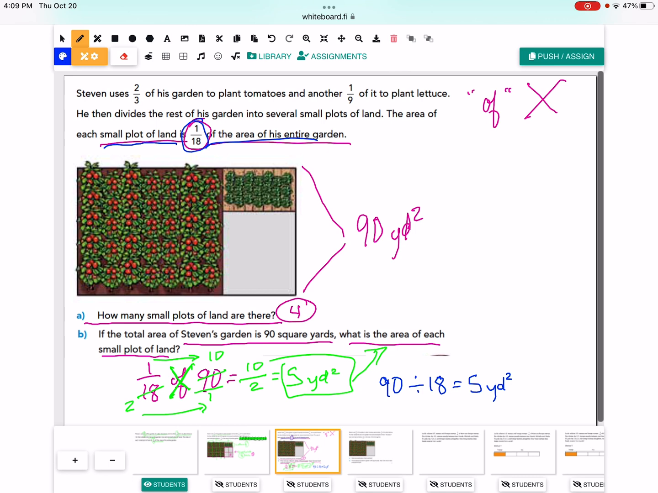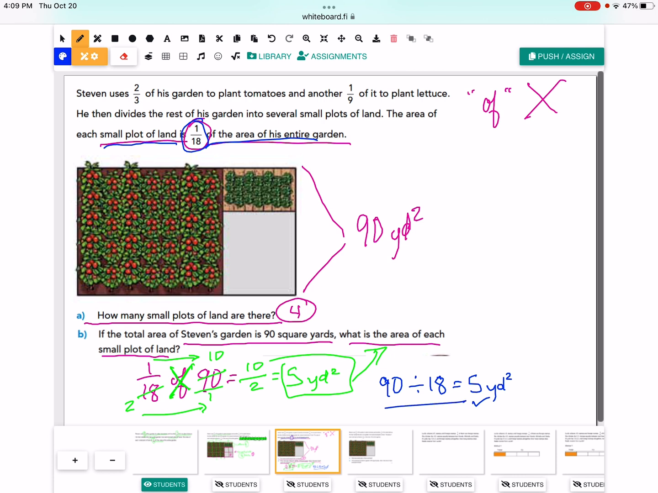5 times 18 is the same as 5 times 20 minus 2 5s, right? Because 18 is 2 away from 20. So 5 times 20 I know is 100. And if I subtract 2 5s, that's subtracting 10, that's 90. So that checks out. The other way I could do it is by partial products. I could say 5 times 10 is 50, and 5 times 8 is 40, and 50 and 40 is 90. I know that as well. So either way, it works out. It's 5 yards squared, and that's a way to do it.